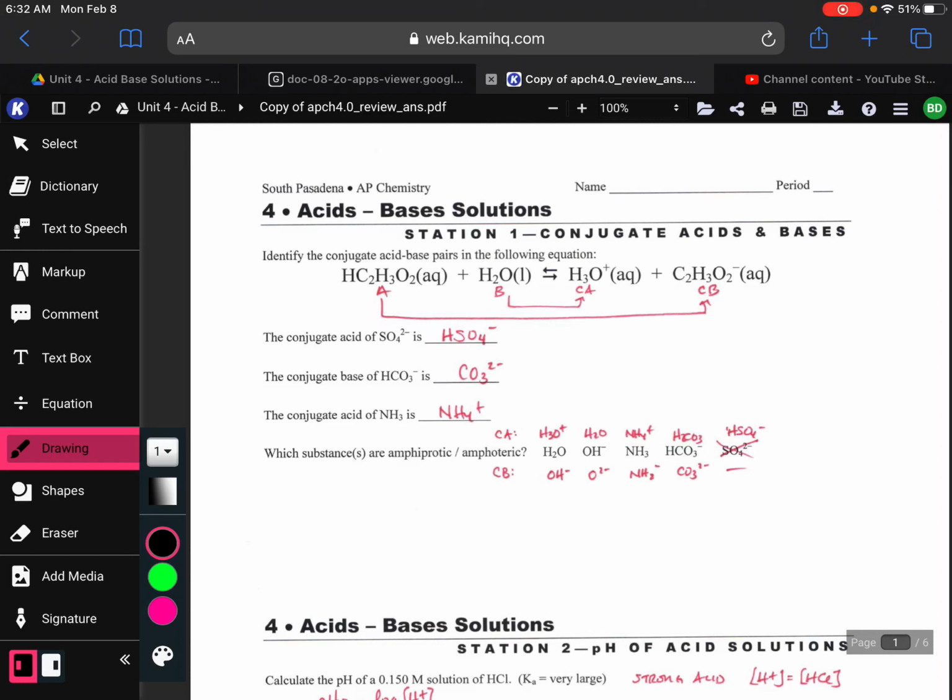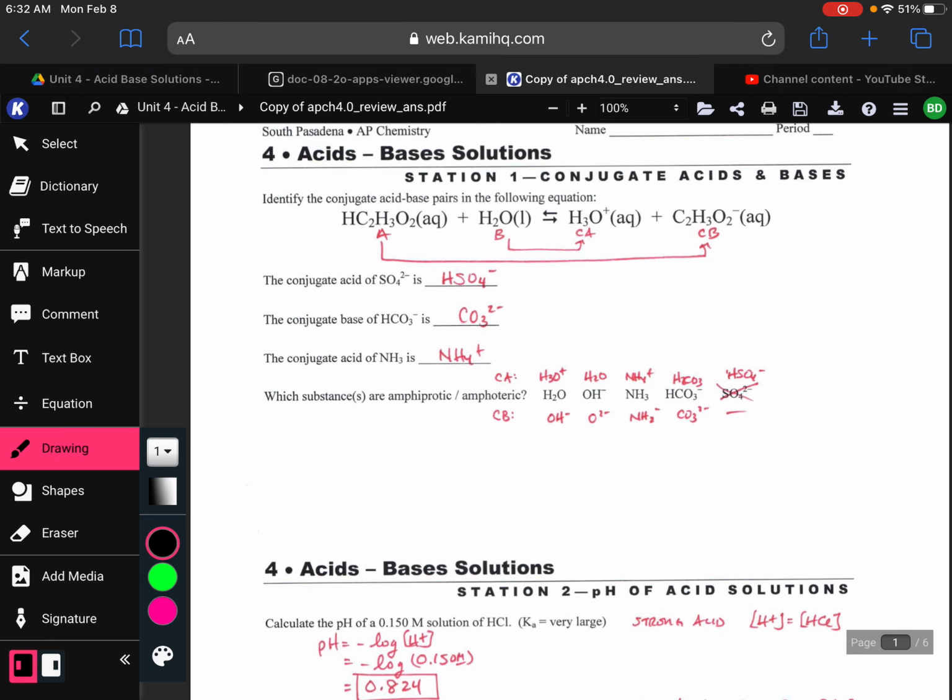Okay, so I just wanted to make a short video going over acid-base review number 1. Hopefully you didn't find it that difficult. Getting the conjugates, obviously, the acid is the donor, base is the acceptor of the proton, so hopefully all of that was pretty simple there.